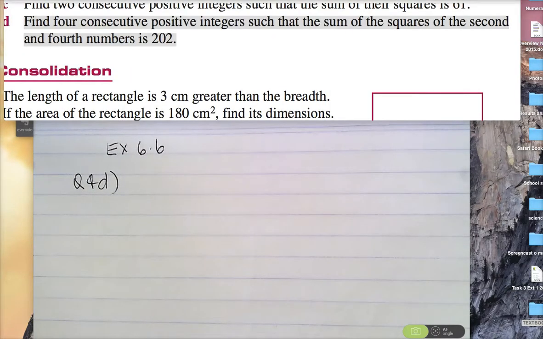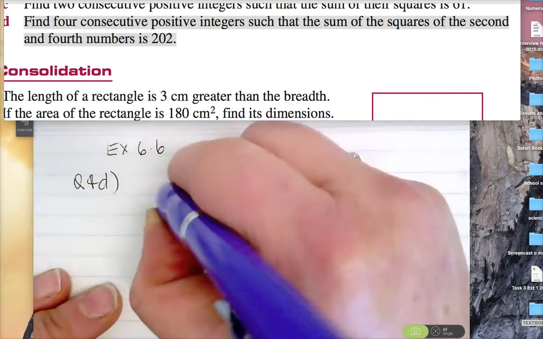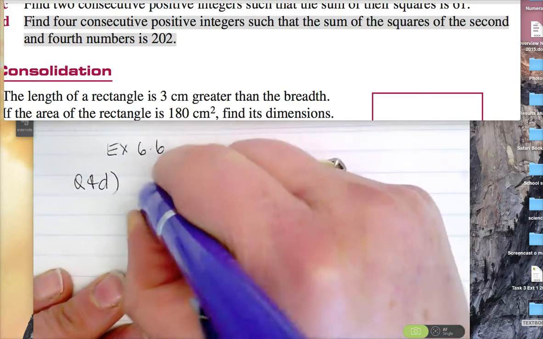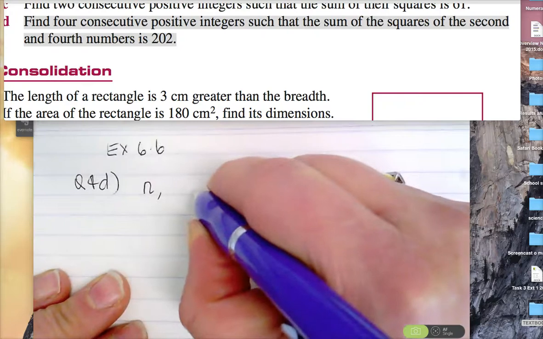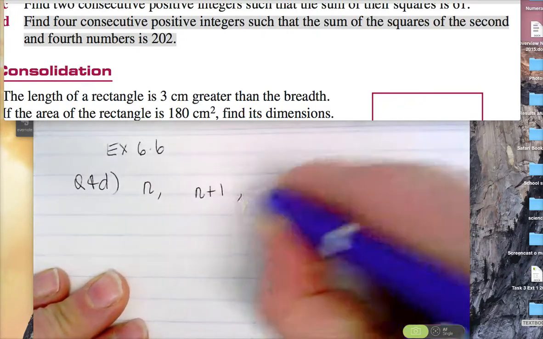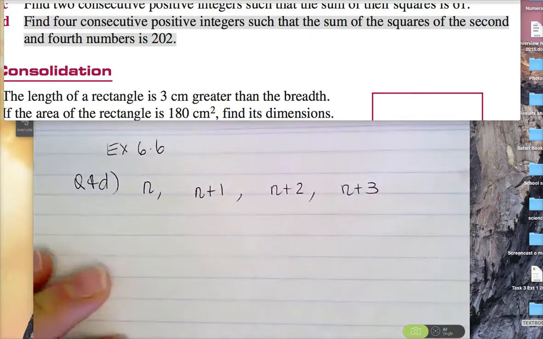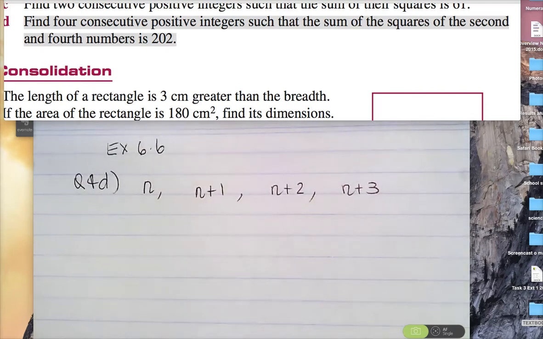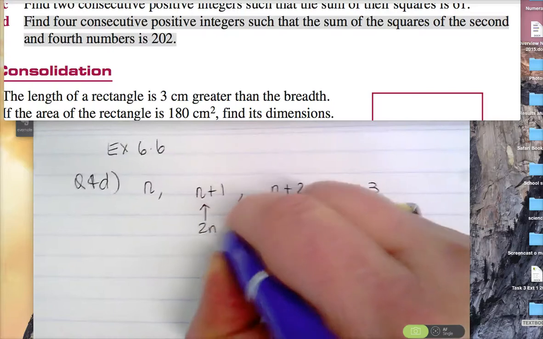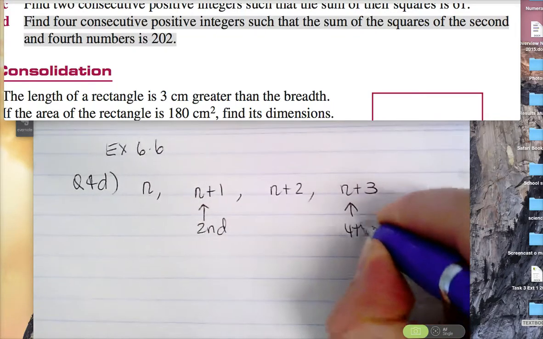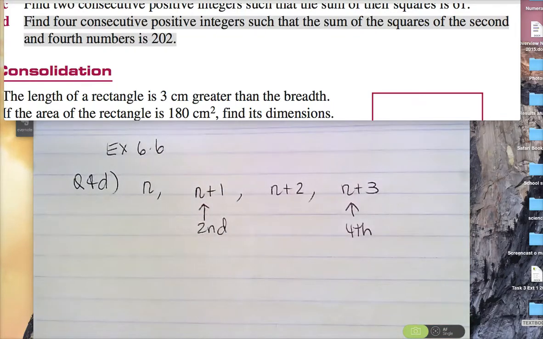Find 4 consecutive positive integers. So let's just write what our 4 consecutive positive integers will be. N, what's the next one? N plus 1 is the second, n plus 2 is the third, n plus 3 is the fourth. So find 4 consecutive positive integers such that the sum of the squares of the second one and the fourth one is 202. The sum of the squares of the second and the fourth.